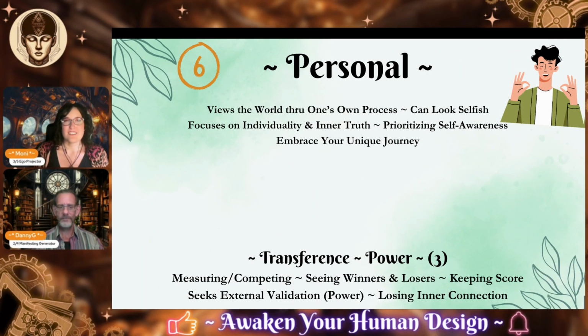Finally, we have color 6 perspective, which is the personal perspective. And they view the world through their own process, which can look kind of selfish. And it focuses on individuality and inner truth, prioritizing self-awareness, and embrace your unique journey if this is your perspective. The transference or distraction is power, which is color 3, because 3 and 6 have that relationship. So personal perspective, when it's in the transference or distraction of power, they start measuring and competing, seeing winners and losers and keeping score, and they start seeking validation, power, and losing their inner connection.